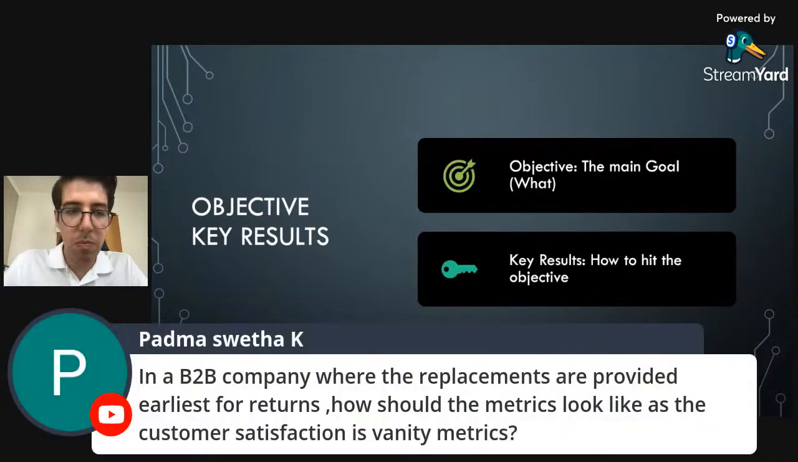So there was one question about metrics. In a B2B, where the replacements are provided earlier for returns, how should the metrics look like as a customer satisfaction in vanity metrics? Well, you need to think about what leads to customer satisfaction. In B2B is really different. But there's always a possibility. In one of the companies I worked, we sold cars for dealers and they were B2B. So they bought cars from us. And for them, what would make them unsatisfied was to receive a car with surprises.